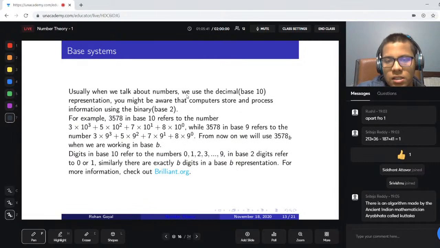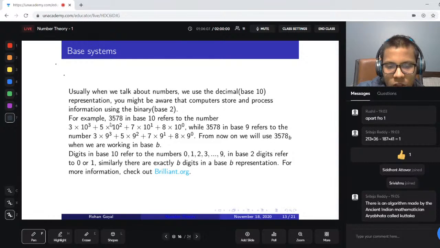Now I'll explain what base systems are. I'll not be going into depth, but I just want you to know what they are, because a lot of Olympiad problems and other problems will ask you to convert to base X or some base, and you need to know what that means at least.